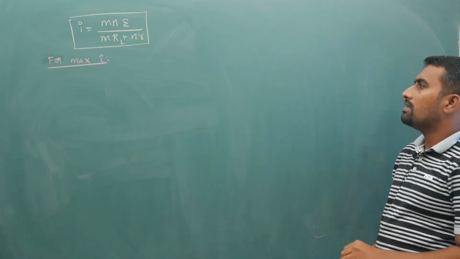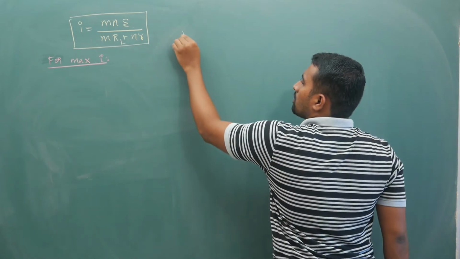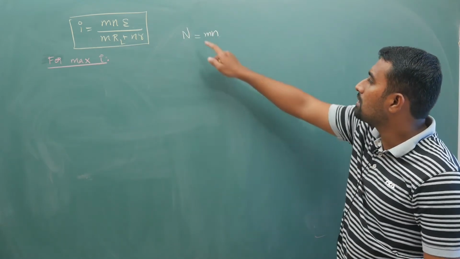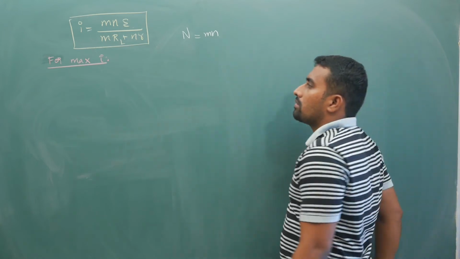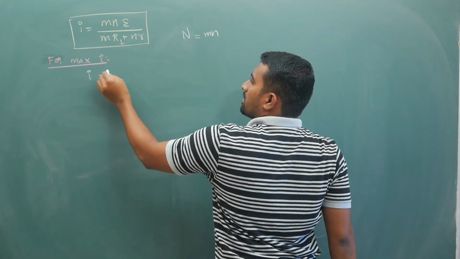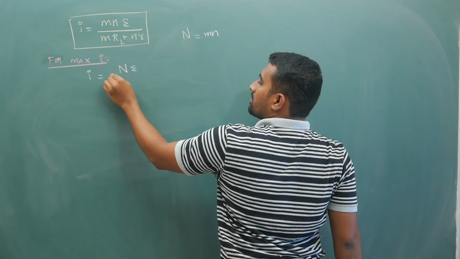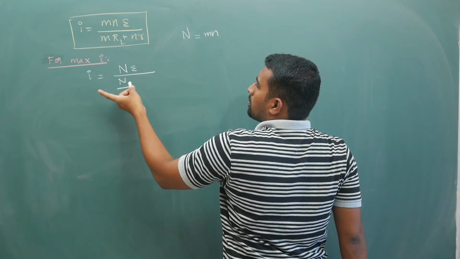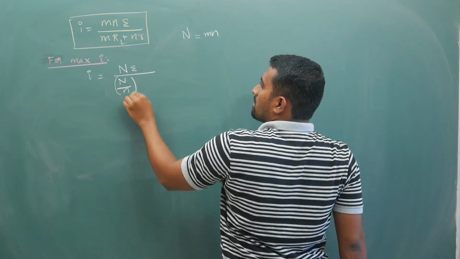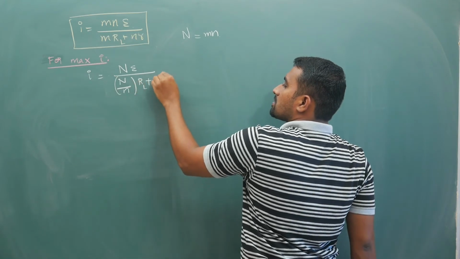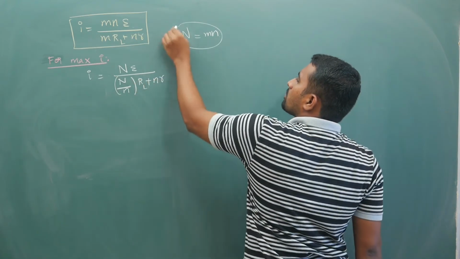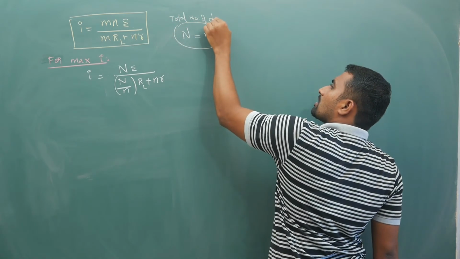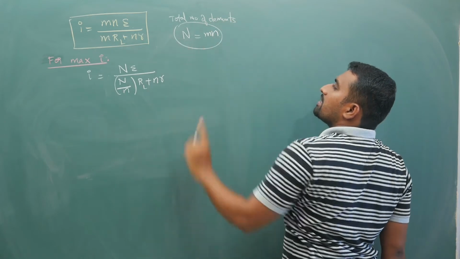Now let us say you are given the total number of cells as capital N. Then obviously your N is the number of rows into columns, so that will give you m into n. Now your current I can be written as capital N into E by small m into R load plus n times r. So this capital N is the total number of cells. The total number of elements in a matrix is m into n, so obviously here it is capital N.